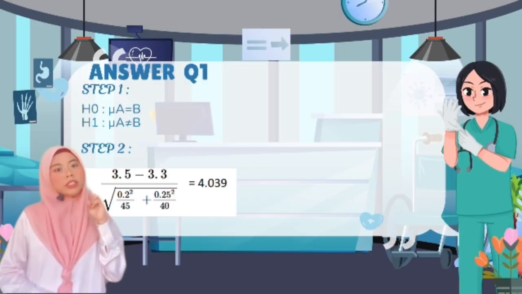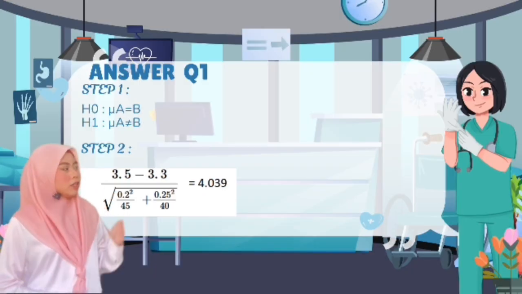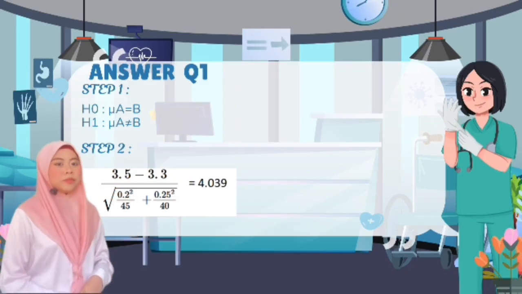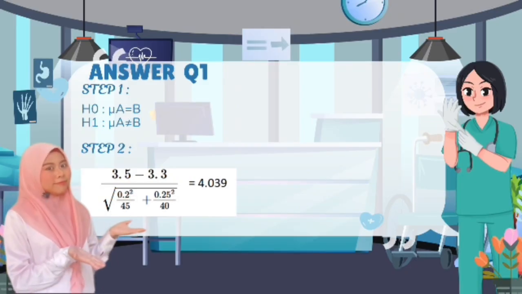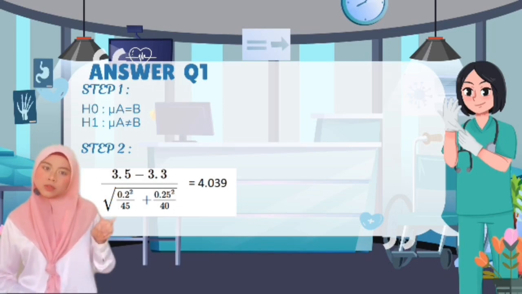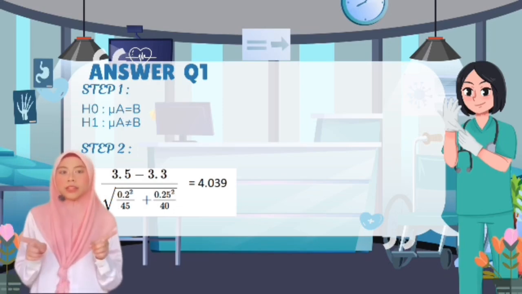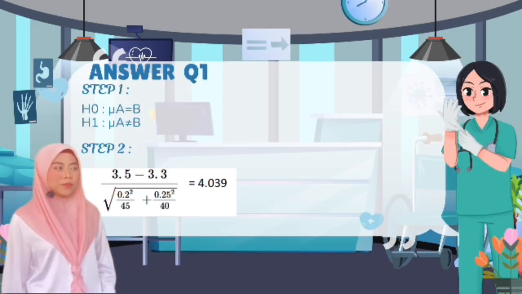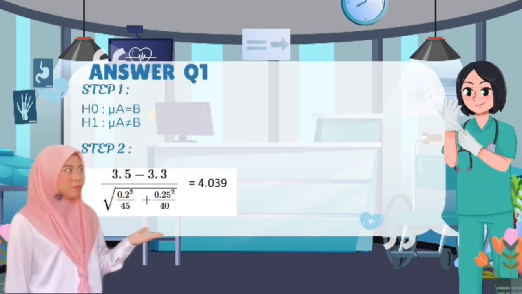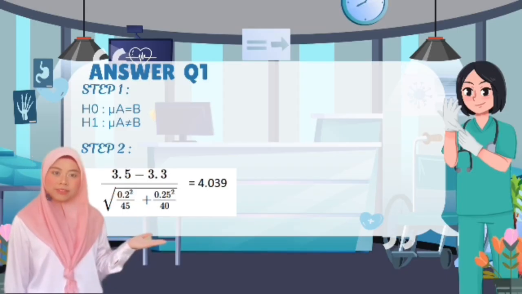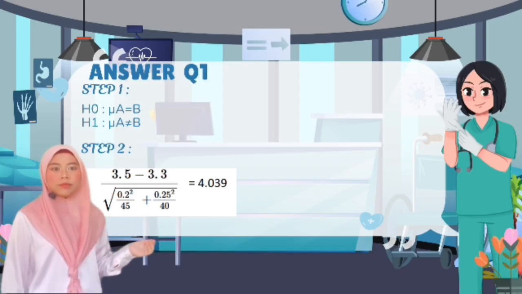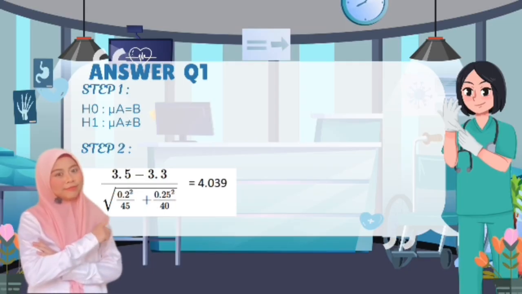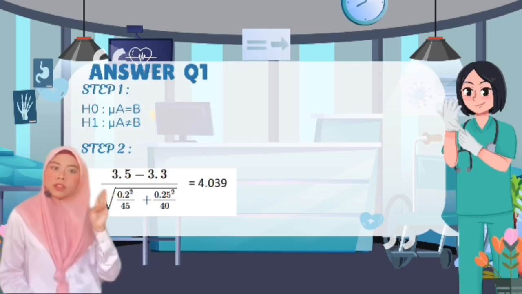To calculate the test statistic, we calculate our test value using the z-test formula for two independent means. Based on our data, with sample means of 3.5 and 3.3 and their respective variance and sample size, the calculation is as follows. This gives us a calculated z value of 4.039.